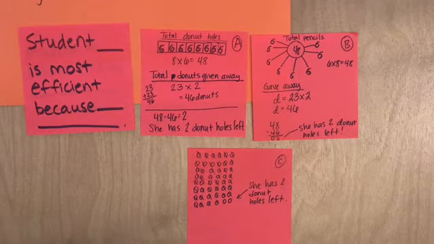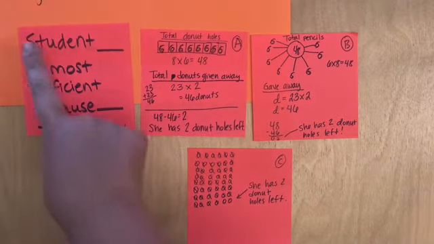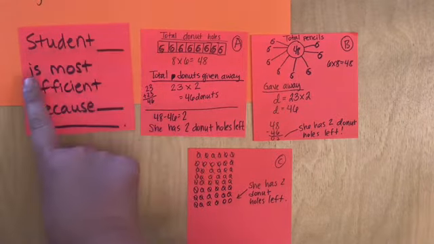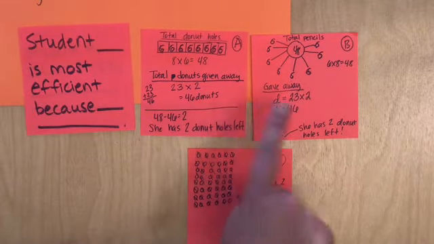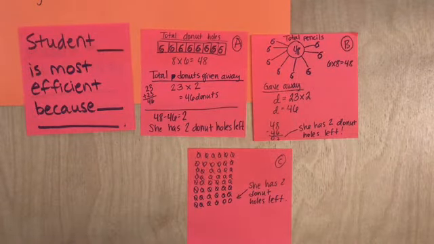So on your notes, go ahead and draw another line, and then you're going to write student A, B, or C is most efficient because. So you're going to choose one of them. And then why do you think that they did the best job solving it?